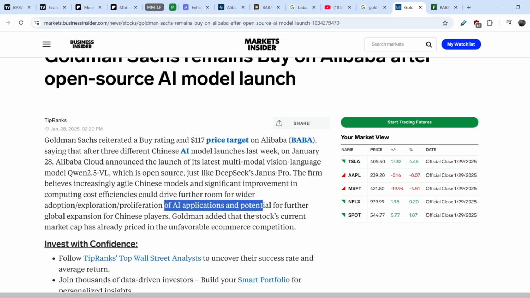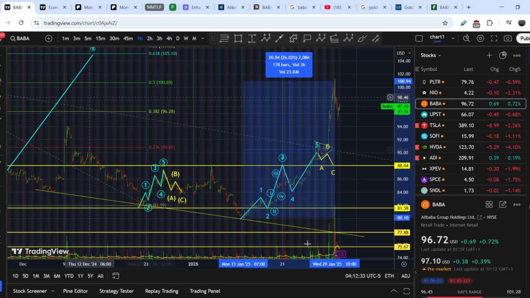And guys, let me remind you that on my previous video I told you that the major driver for Alibaba's price to the upside should be their cloud computing service, and what is more importantly, their AI division, AI department of their company, and it happened exactly as I predicted.